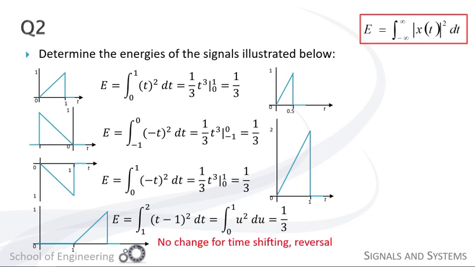Okay? And at that point, there's no change for reversal or time shifting or negation. Point to note. What about the next one? Was that a guess or did you do it? Yeah. All right. But what's the equation for the line there?